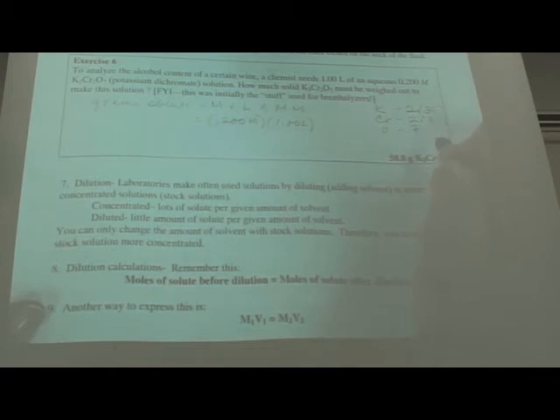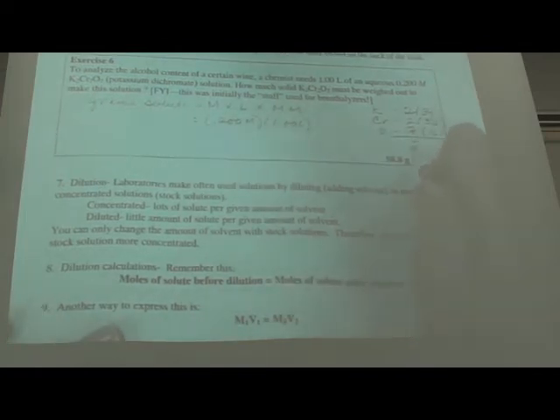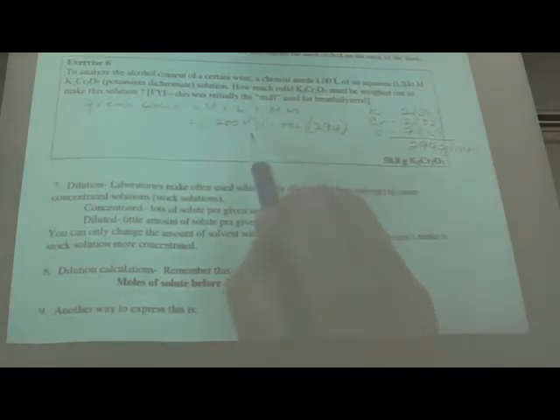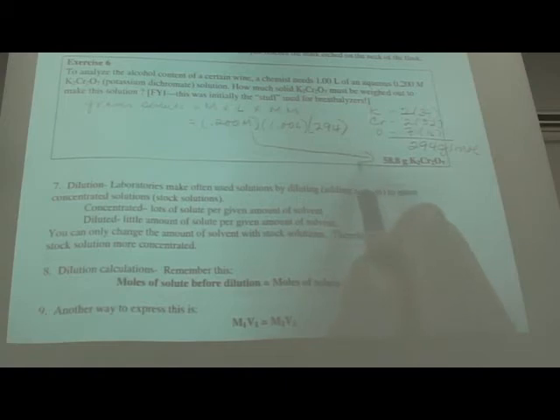39, 52, 16. Who knows what that is? 294. 294? Thank you very much. 294 grams per mole. I got 294 as well. So far, this is pretty easy math.